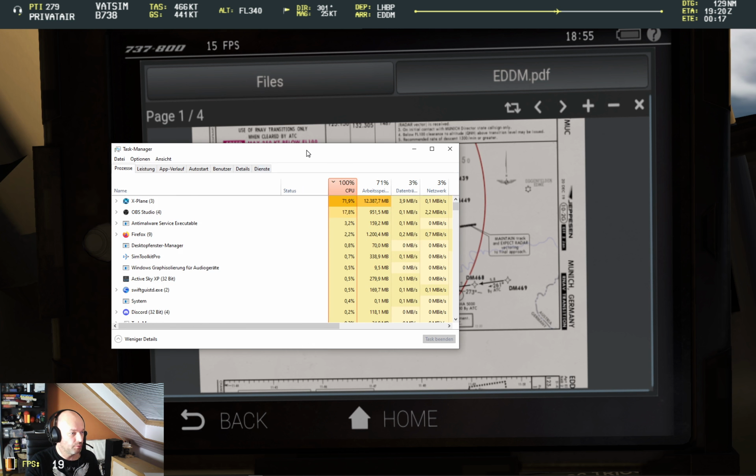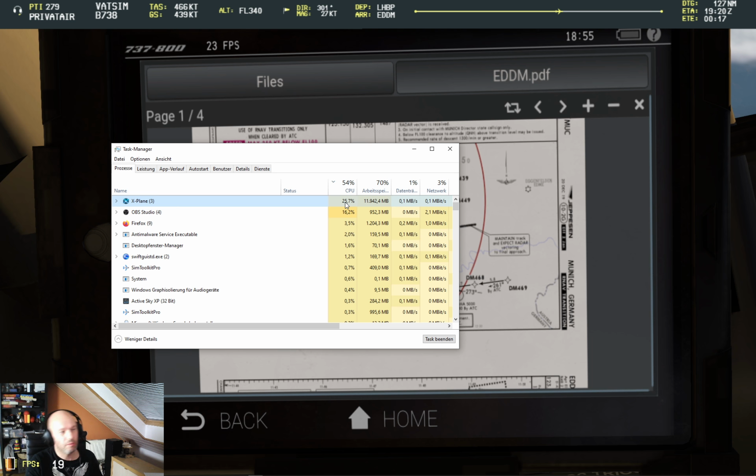So you see at the moment, oh yes, it's even worse. At the moment X-Plane was using 70% of my CPU time. And that is not normal. Normally X-Plane should be about 30%, 25%, that's normal. And not 60, 70%. No, that's not normal.